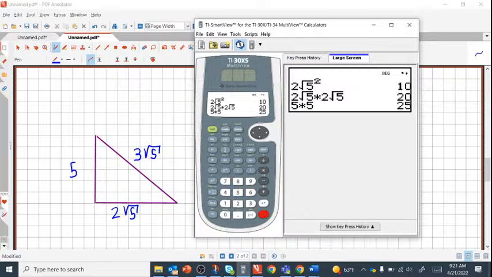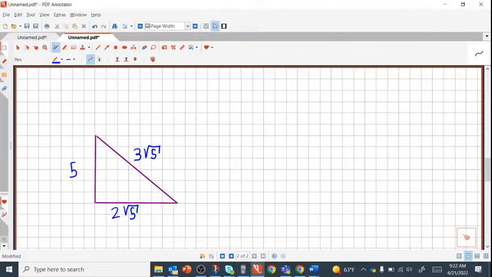Then over here, we add them up, 45. And then we take the square root of 45. Oh, hey, that's 3 square roots of 5. So is that a right triangle, acute triangle, or obtuse triangle? That's a right triangle. So we're all good now. Okay, cool.